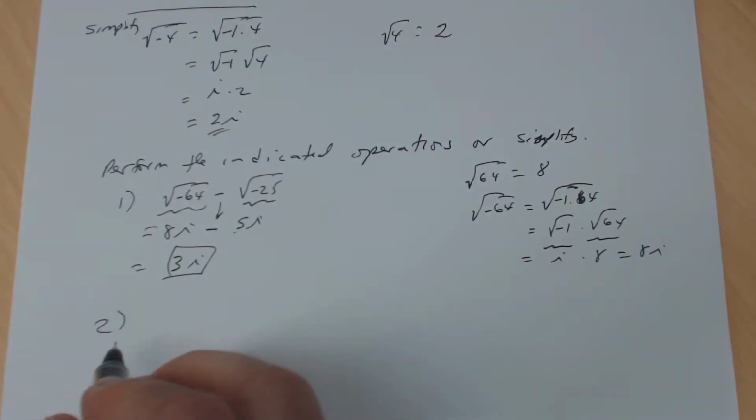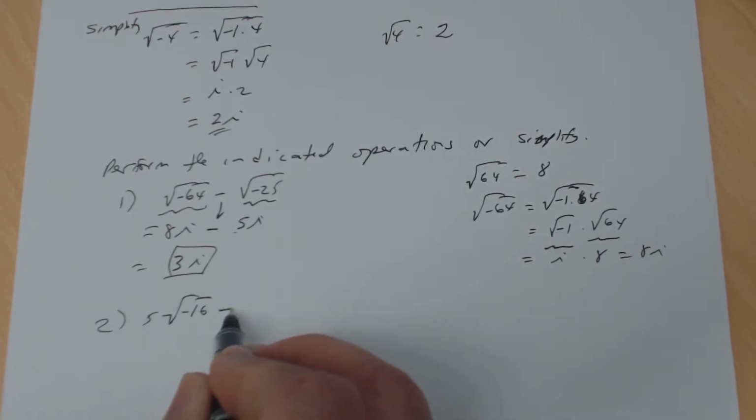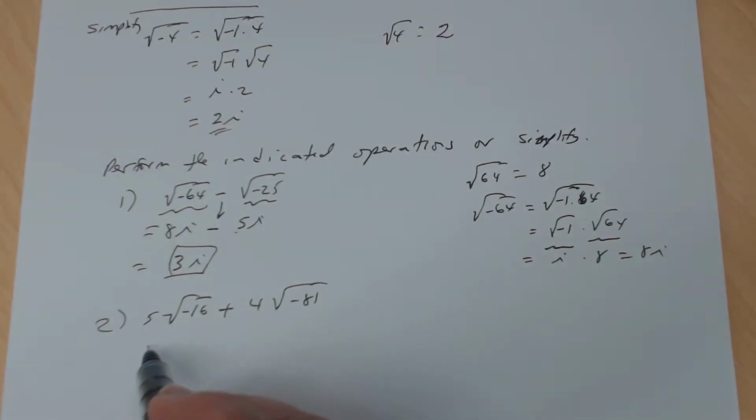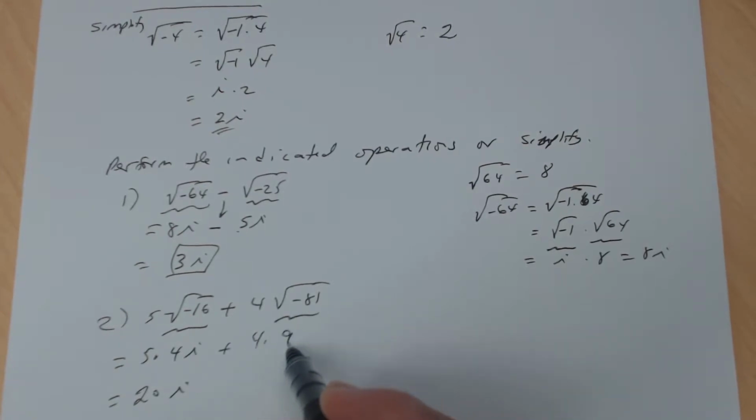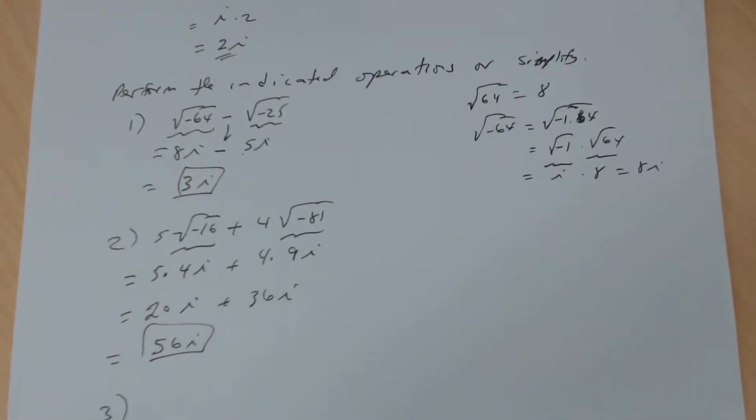Okay, number 2. Suppose we had 5 times the square root of a negative 16 plus 4 times the square root of a negative 81. All right, so this becomes 5 times, now the square root of a negative 16 is 4i, so this becomes 5 times 4i, which is 20i, plus 4 times the square root of a negative 81, which is 9i, so 4 times 9i is 36i. Combining like terms, 20i plus 36i is 56i. Okay, number 3.